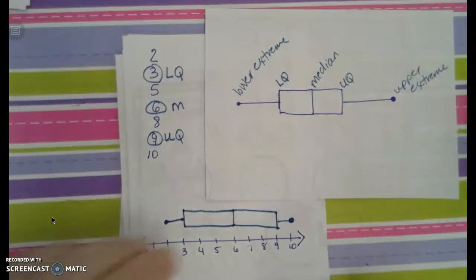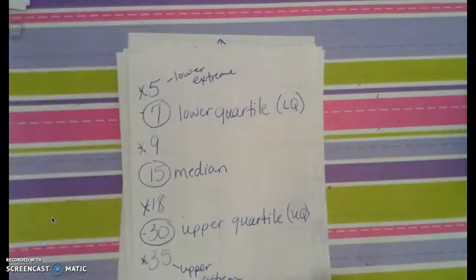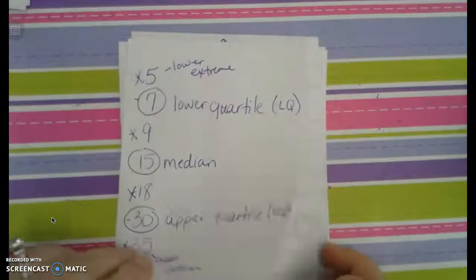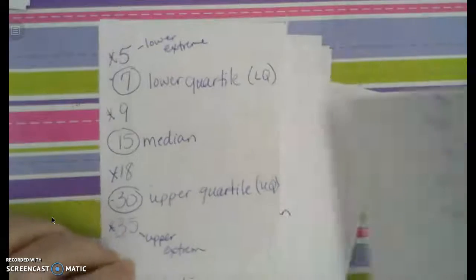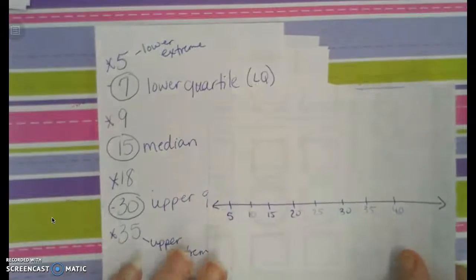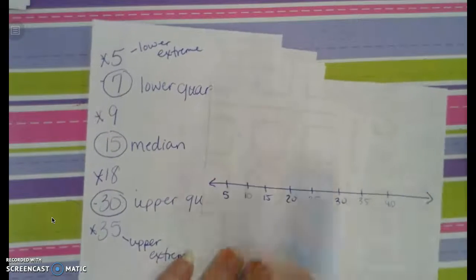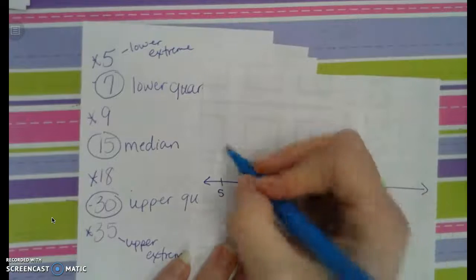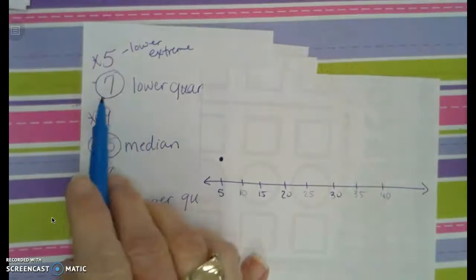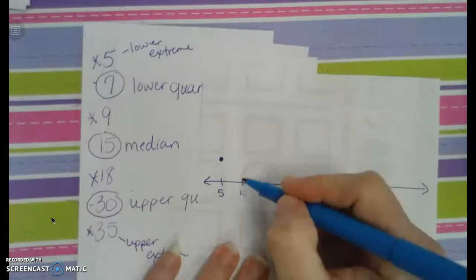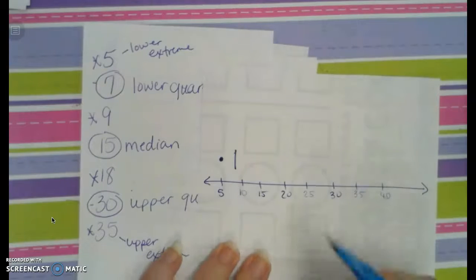So what I'm going to do now is take the box and whiskers that we did the other day, and we're going to graph them instead of doing the mean and the quartiles and all that kind of stuff. We've already done these. So let's just graph what we did the other day. It tells us the lower extreme is at 5. So I'm going to put a dot on 5. The lower quartile is at 7. Well, this is 10, and this is 5, so I know it should be somewhere in the middle.